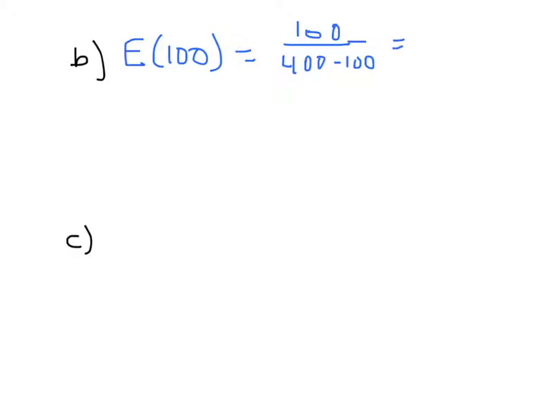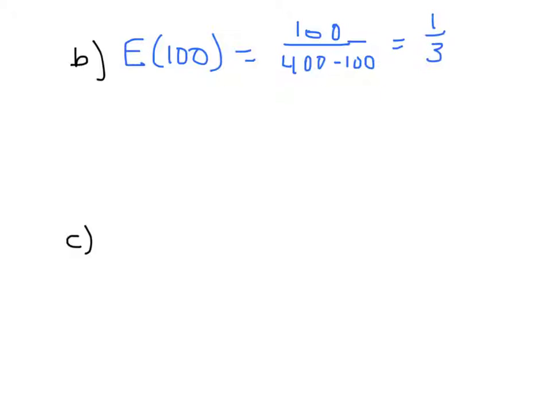And so for parts B and C, we're just supposed to plug some values into our E function. The first one, we're still supposed to calculate, oh goodness, my pencil's not working here, E of 100. So let's do this again. So this is E of 100, which for us would be 100 over 400 minus 100, which is 100 over 300, which is 1/3.